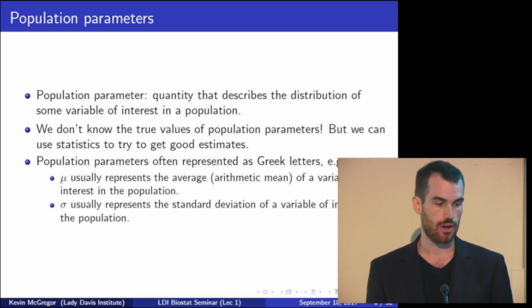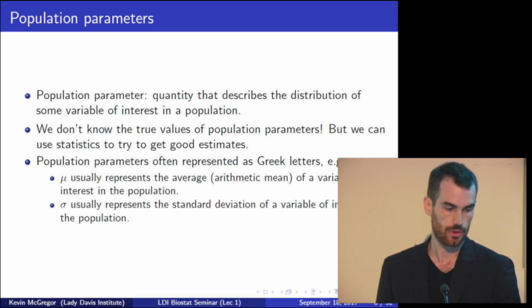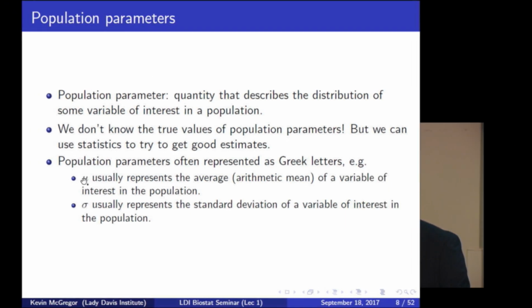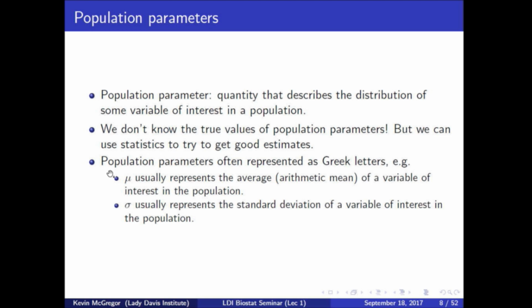So it's common for us to represent population parameters with Greek letters. For example, we might use the Greek letter mu to represent the average or the arithmetic mean of a variable of interest in a population. We could use sigma to represent the standard deviation of that variable. If you don't remember what standard deviation is, I'll go into it in a few minutes.